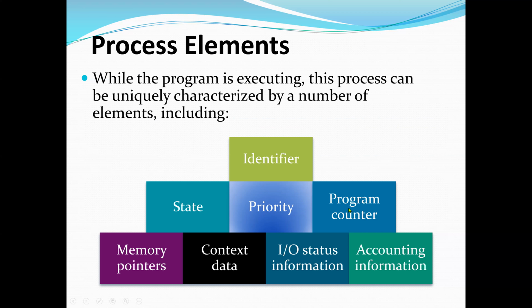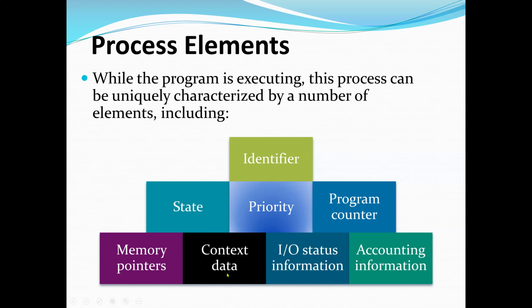So the program counter helps us to maximize the utilization of the processor. It normally points to the next instruction to be executed. We also have the memory pointers. The memory pointers normally include the pointers to the program code and data associated with this process, plus any memory blocks shared with other processes.